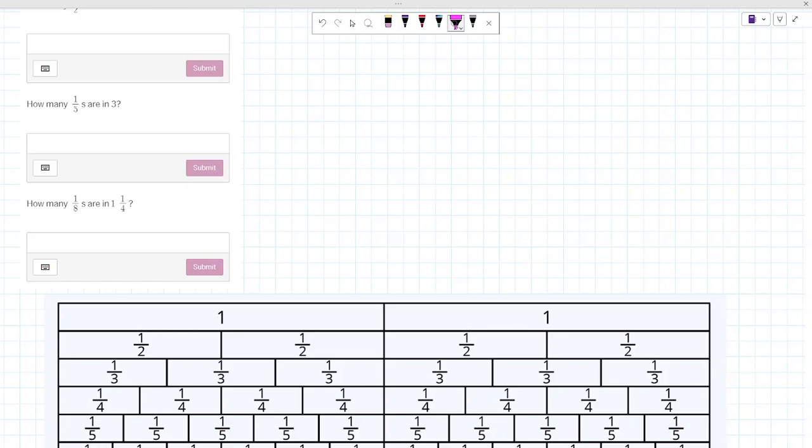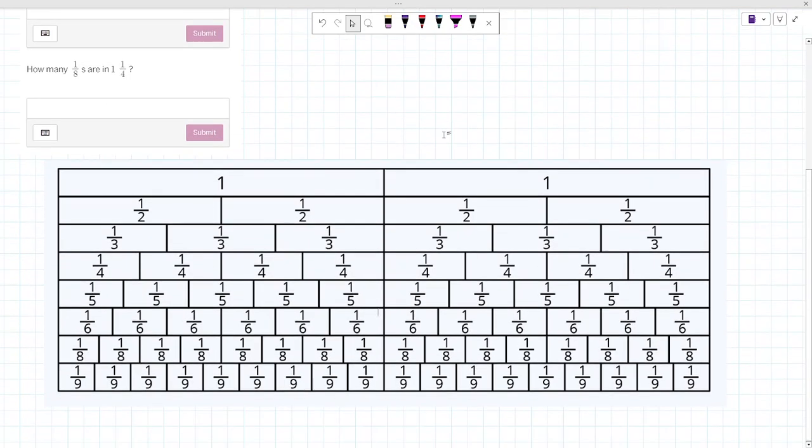Now, how many 1/8s are in 1 and 1/4? Okay, so we're wondering about 1 and 1/4. What I'm going to do is go ahead and shade in 1/4 over here. So here's my 1/4, and then I have a full 1 over here. I'll just shade enough to get the point across. Okay, so now let's look at this portion, and let's see how many 1/8s fit in all of that.